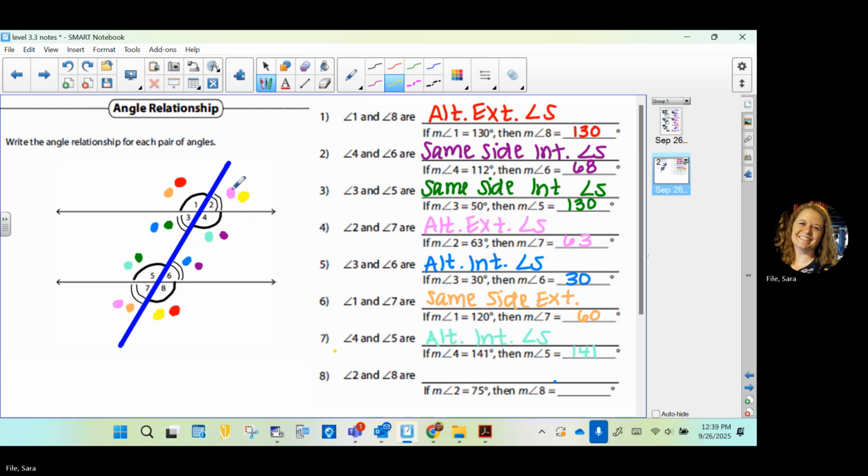Same side. Interior or exterior? Good. So same side. I don't know if you're going to see this yellow, I'll go over it in black. Same side exterior. So are those supposed to be congruent or supplementary? So if angle 2 is 75, what does angle 8 have to be? 105. Good. They have to add to 180.